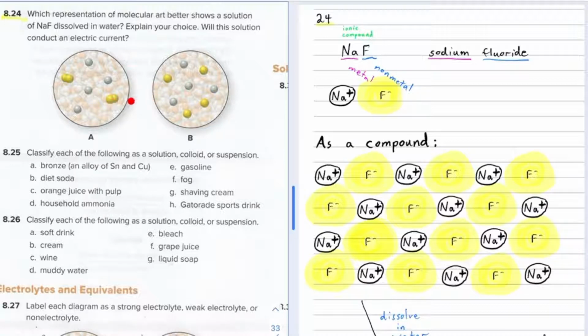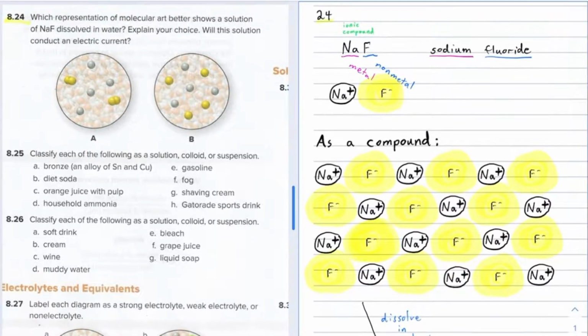So you're given two representations of molecular art. They're pretty similar. The one on the left has the little black atoms, and then the little yellow atoms are two atoms put together. And then the one on the right, there's only one yellow atom per particle. Everything else is the same. So the key is in the formula, NaF.